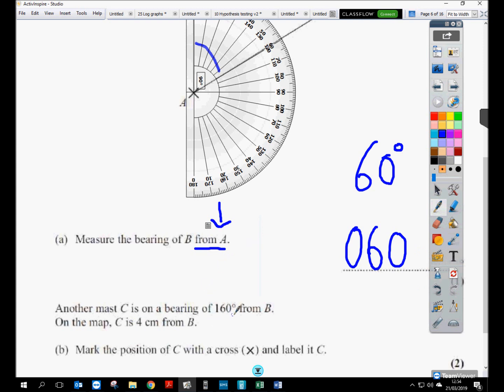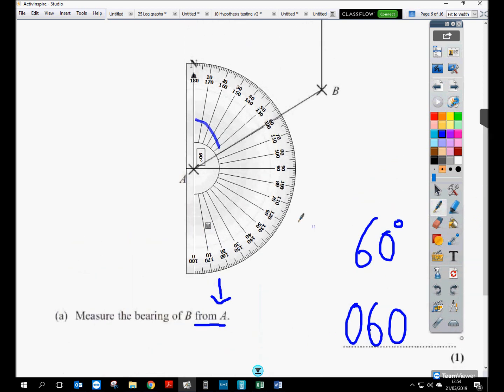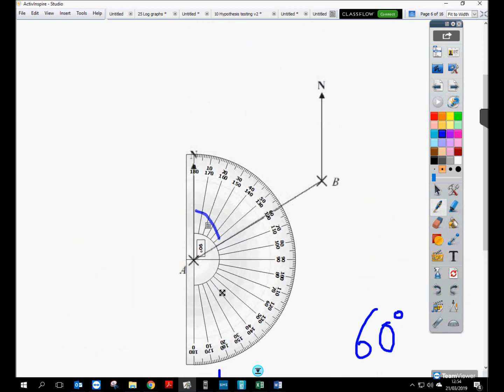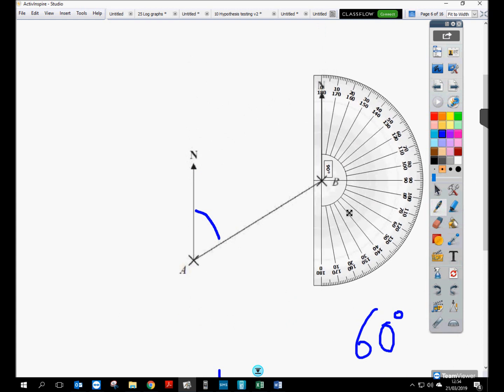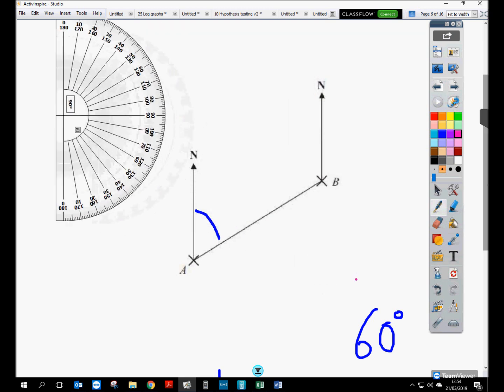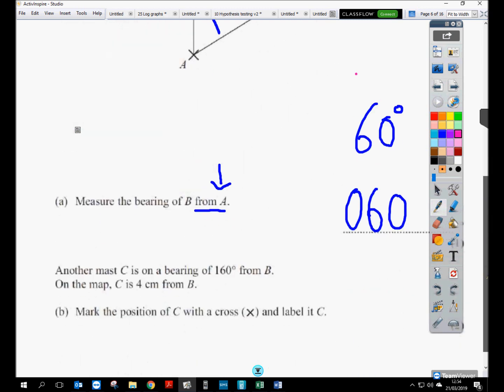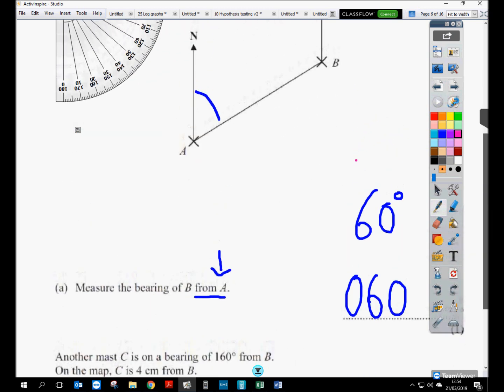Another mast is on a bearing of 160 degrees from B. Okay, so what I'm going to do, it says from B, so I'm going to find 160 degrees from B. Line the protractor up, find 160 degrees, which is here, place a dot, which is just exactly 160, that's great, and I need to measure 4 centimeters from B.